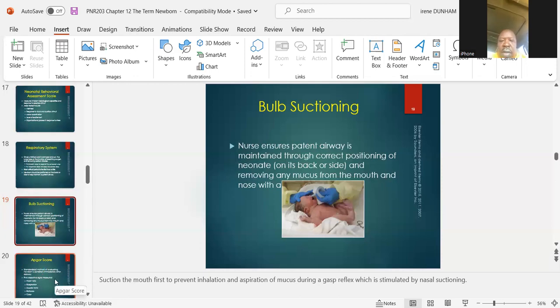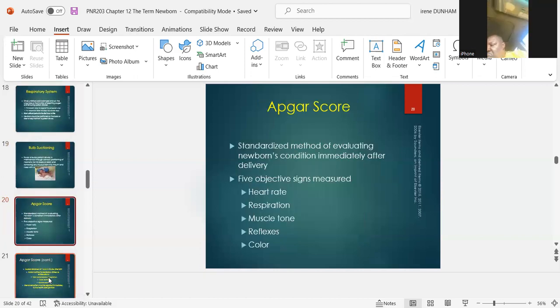And how I always told my students to remember, because it is always on tests, is the mouth is bigger than the nose. Okay. And so do the mouth first. Okay. I hope that helped. All right. We're going to move right along and we're going to talk about APGAR.